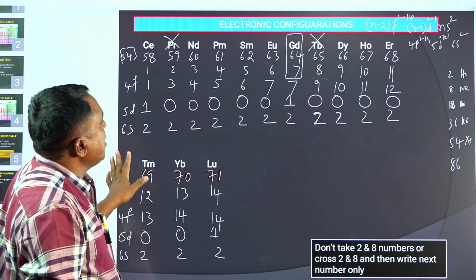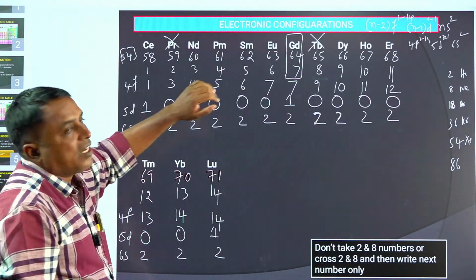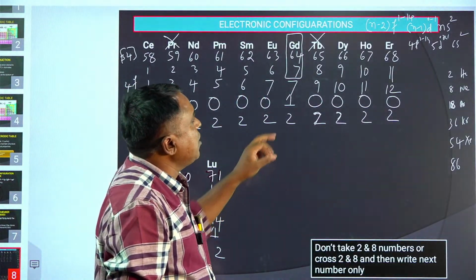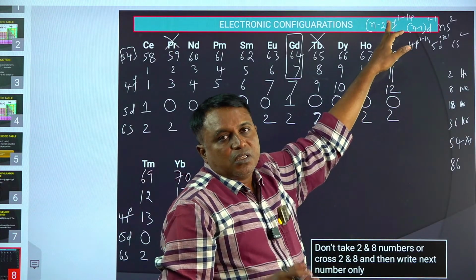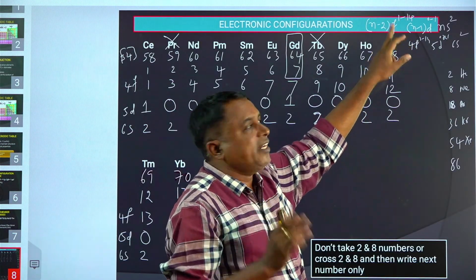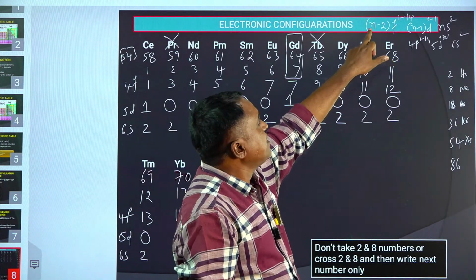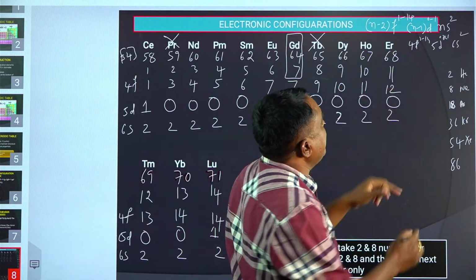So again I will explain now. These are the electron configurations of the lanthanide elements. Lanthanides belong to the 6th period and 3rd B group. For the 6th period n should be 6. 6 minus 2 means 4f 1 to 14.